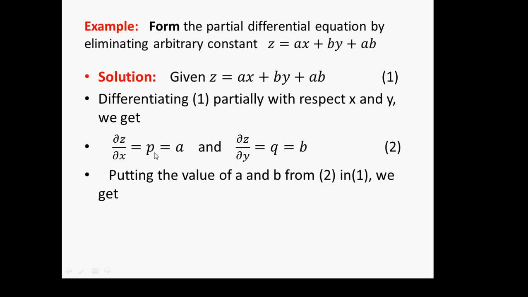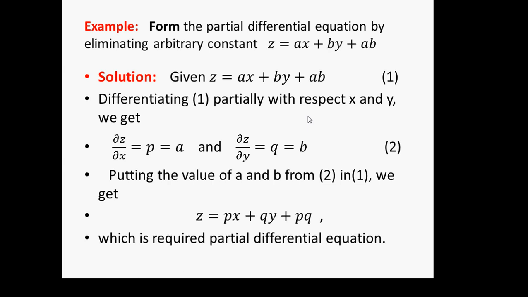Now putting these values in the given equation, that is, elimination of constants from 2 and 1, we have the equation of the form z is equal to px plus qy plus a function of pq, and this is the required differential equation. Now next we have another example.